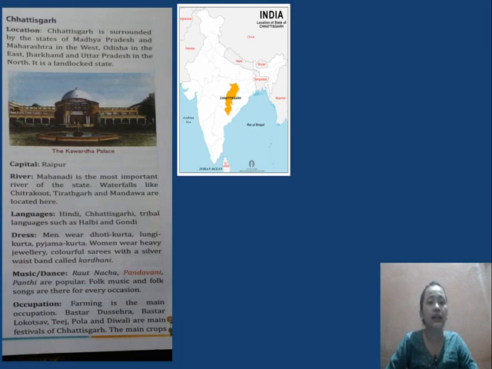It is a landlocked state, and it is called a landlocked state. The capital is Raipur, and the rivers that flow.